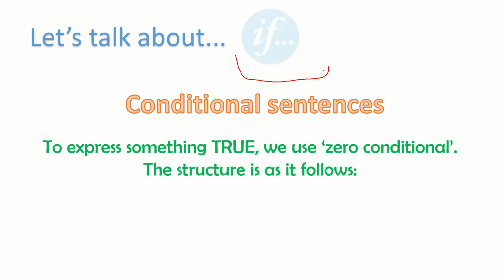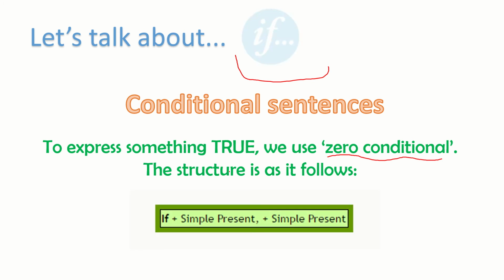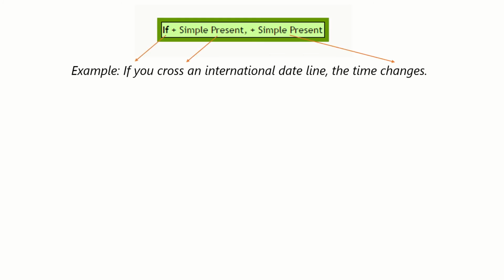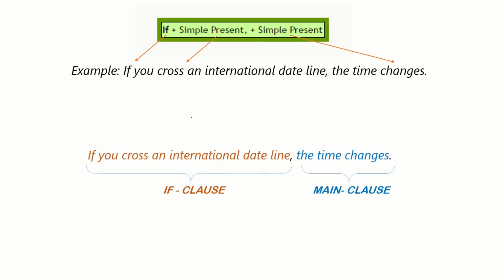So we use them to express that something is true. To express that something is true, we use 0 conditional. The structure is as follows. If plus simple present plus simple present. Let's see examples. It's always good to see the examples. All right. So here, let's see the whole thing. Here we have, if you cross an international date line, the time changes.